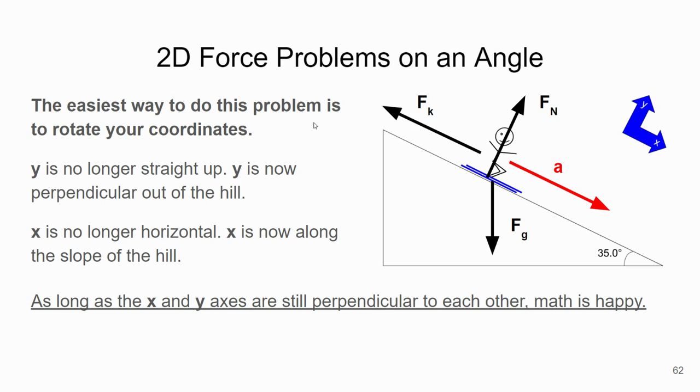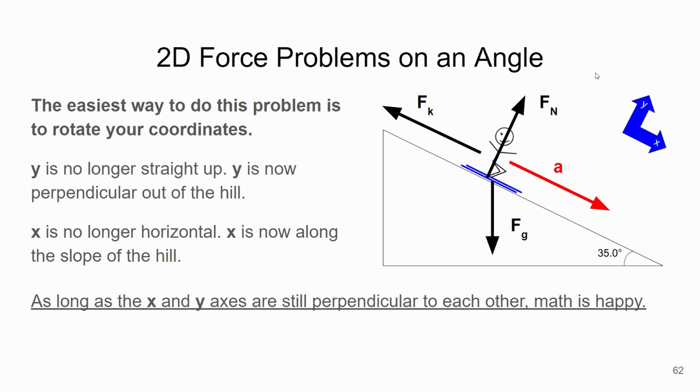So the easiest way to do this problem is to rotate your coordinate system. So x is no longer straight to the right, y is no longer straight up. What you're going to do is rotate it a little bit so that it matches the hill. So the new x direction is down and to the right along the hill. The new y direction is perpendicular to that, which means perpendicular out of the hill like that. Which seems weird because I would bet that in your entire life so far, x means to the right and y means straight up. And now suddenly I'm telling you don't do it that way. But that is what I'm telling you.